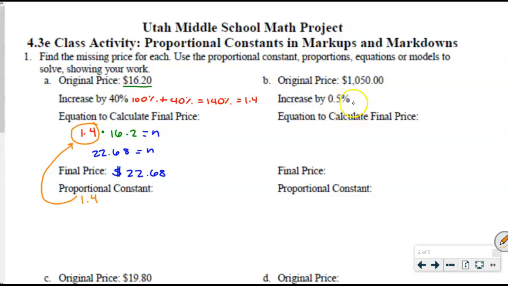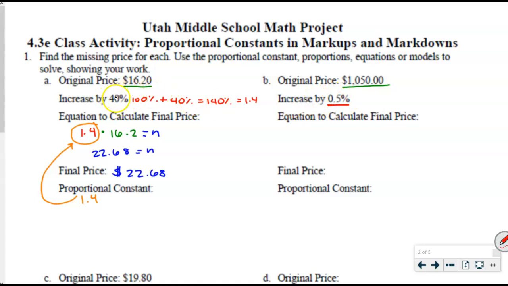I think this one is probably worth doing together only because we have this weird thing here. Let's talk about that. The original price this time is $1,050. The increase is 0.5%. Let's first make it real. What do you think could possibly have an increase of 0.5%? Why would it be increasing?